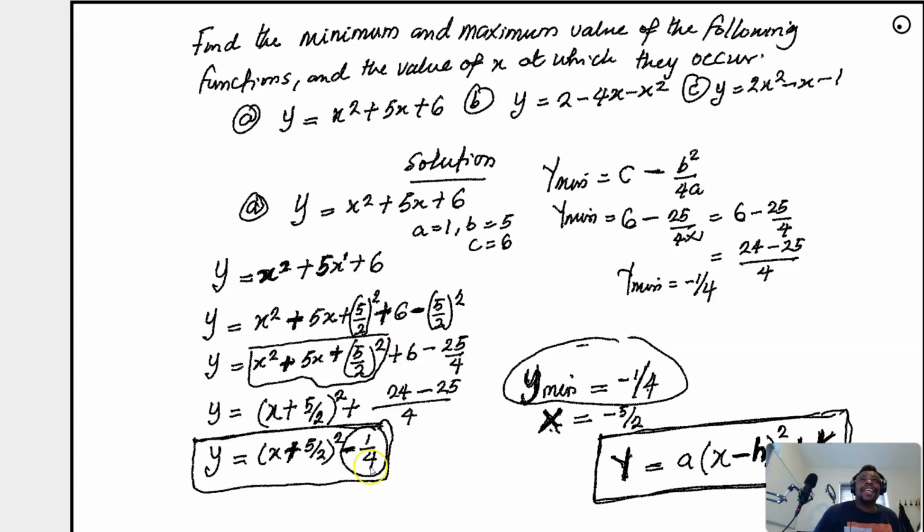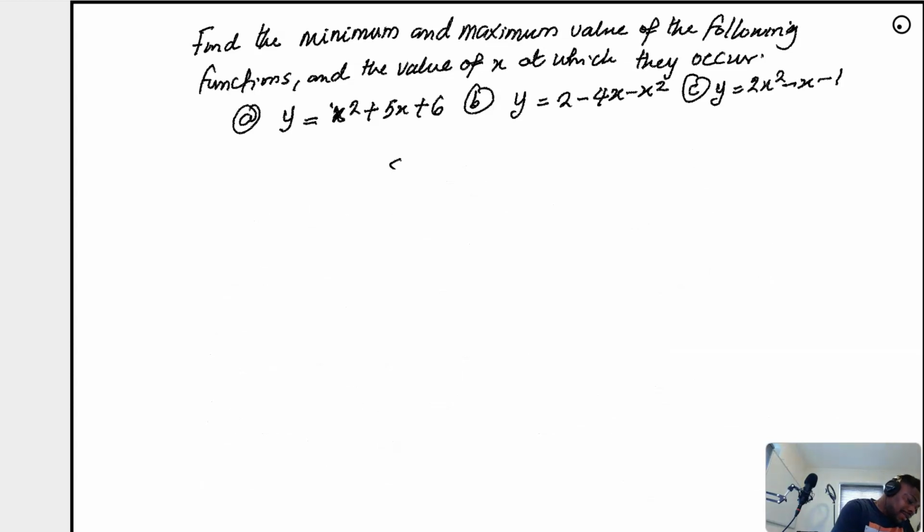Okay, now let's go to question B. Remember, in question A, the coefficient of x squared is plus 1. That is why this is kind of easy. Now, when the coefficient is not plus 1, that is why we have question B and C. So let's see how to solve that. Now, let's take B.